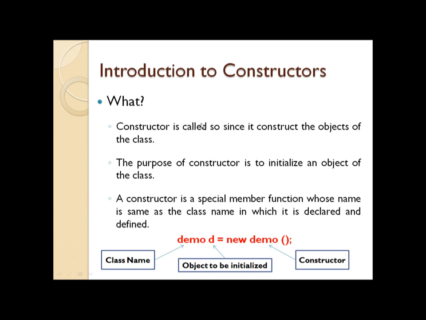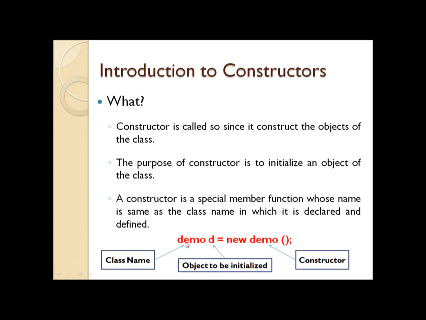In order to construct the object for a class, we can utilize the feature of constructor. In the example listed over here, demo d is equal to new demo. Demo is the class name, and d is the object, and here you can see demo with the left and right parenthesis. This is the constructor, and this constructor will initialize the object d for the class demo.